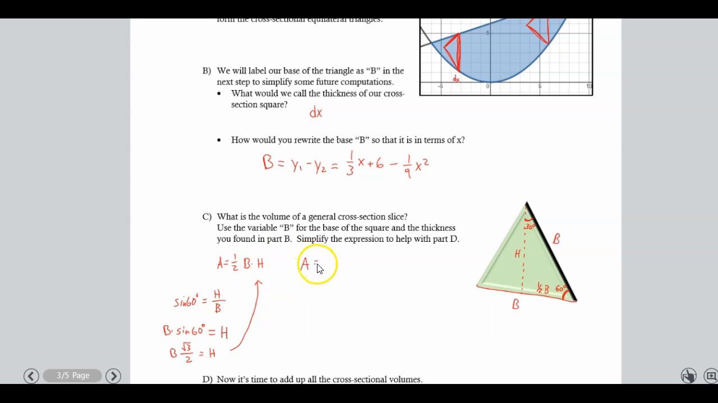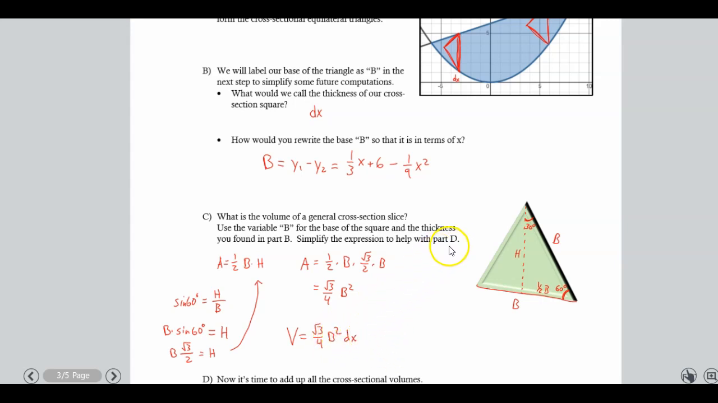So we'll go ahead and replace that right in there for that area. So we've got area is 1/2 times base times our new height, which is the square root of 3 over 2 times b. And I'll just leave it like that for now. And we'll go ahead and simplify that a little bit. So this is going to be 1/2 times root 3 over 2, it'll be a square root of 3 over 4. And then b times b would be b squared. So that's my area. My volume is going to be the same thing, but times my thickness, which is my dx. So we're going to say this is square root of 3 over 4 times b squared times dx.